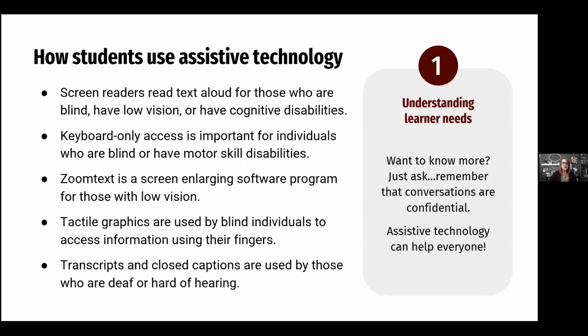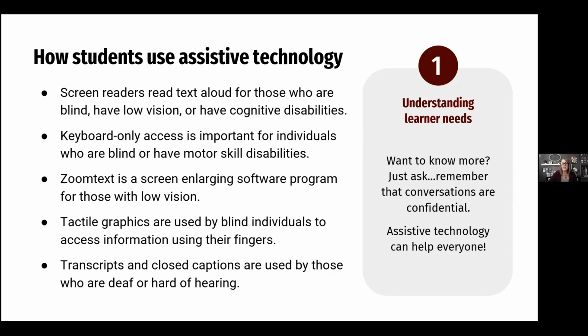Starting out with how students use assistive technology, here are just several types of technology that students, and even staff or faculty, may use. Screen readers read aloud text for individuals who may be blind or have low vision or cognitive disabilities. And it is ever so important to design resources with that in mind, so that they are appropriate for the use of those types of screen readers and assistive technologies.